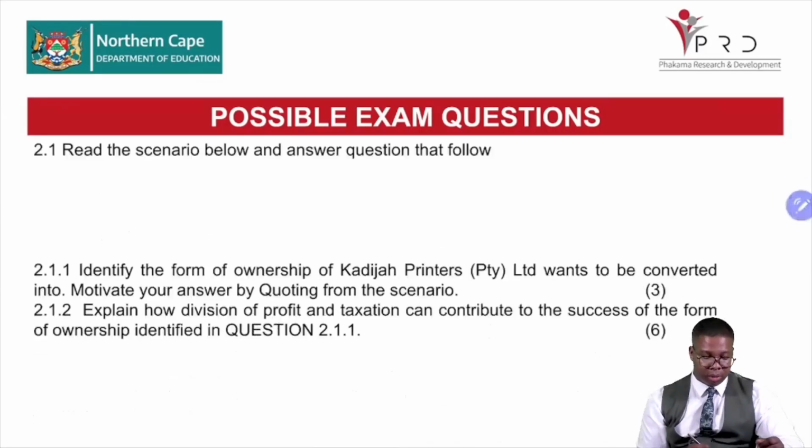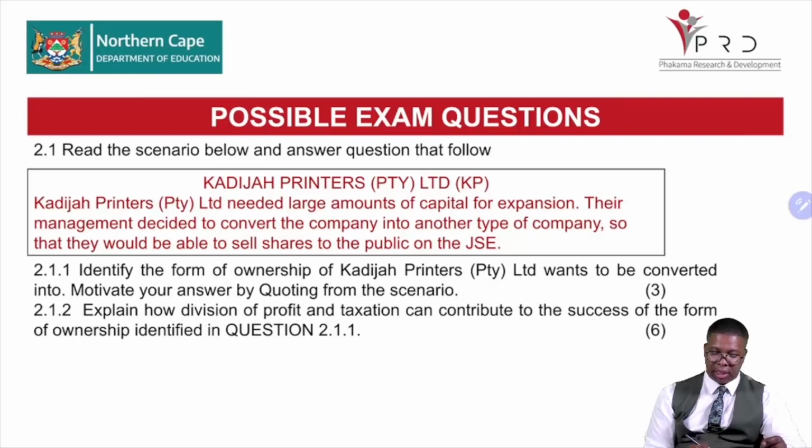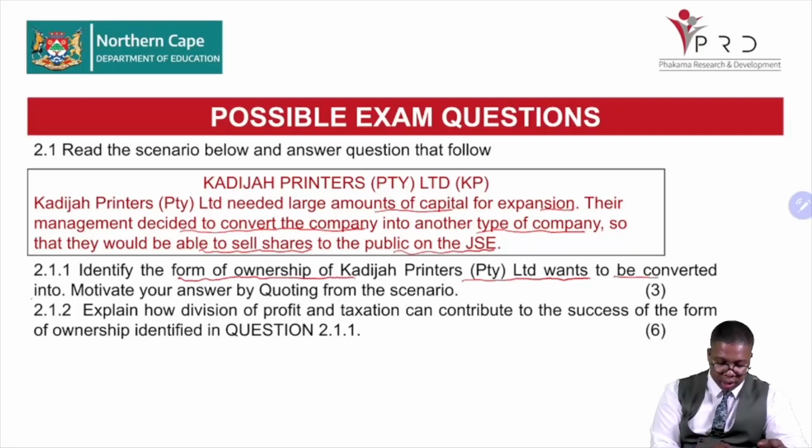Then possible exam question there, we have a scenario, Khadija Printers, Pty Ltd. When you look into Khadija Printers, it needs a large amount of capital for expansion, and their management decides to convert the company into another company so that they would be able to sell shares to the public on the JSE. Now the question is, identify the form of ownership that Khadija Printers Pty Ltd wants to be converted into. Motivate your answer by quoting from the scenario.